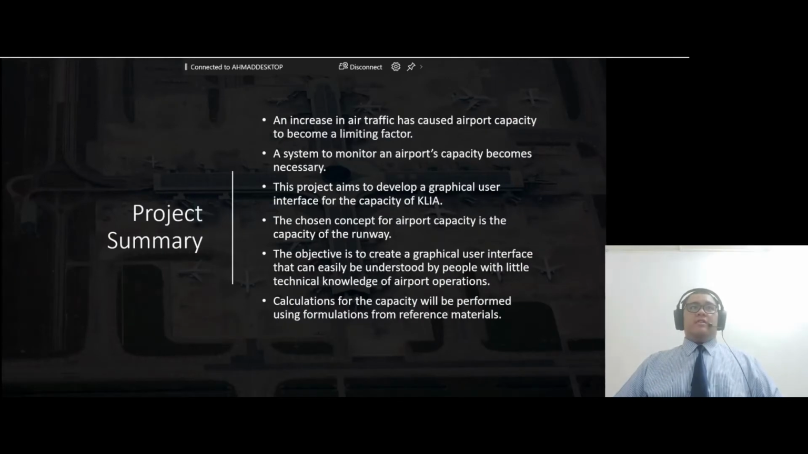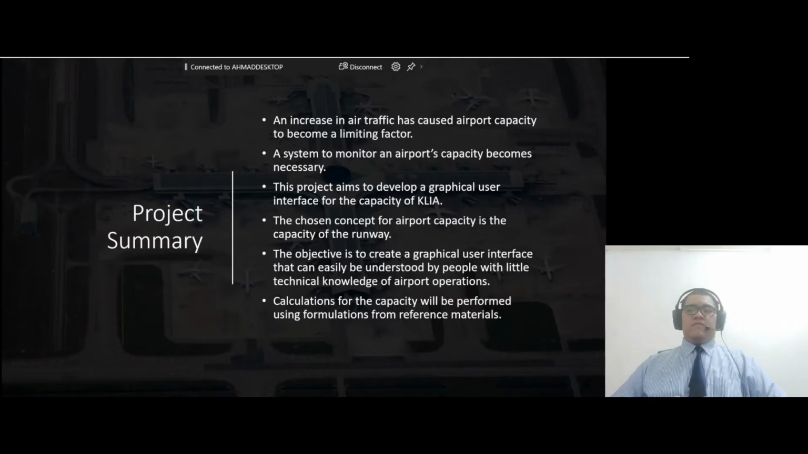Now, there is an increase in air traffic that has caused airport capacity to become a limiting factor. Because of this, a system to monitor an airport's capacity becomes necessary. So this project aims to develop a graphical user interface for the capacity of the Kuala Lumpur International Airport, KLIA. Now, the chosen concept for the airport capacity for this project is the capacity of the runway.